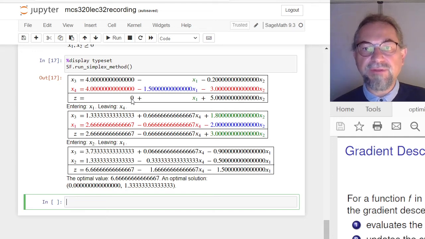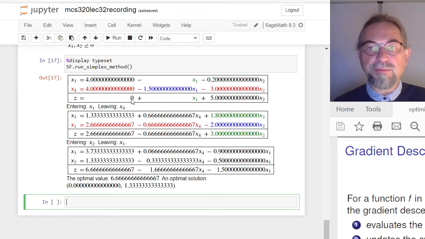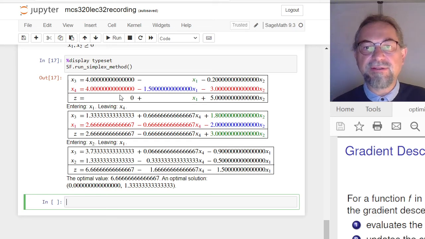So we have here 3 steps and 3 dictionaries, listing how the variables that are in the basis, so the x3 and the x4 are both 4, and the x1 and the x2 are not in the basis, so they are both 0. So this dictionary is a very compact way to show the state in which the problem is in.